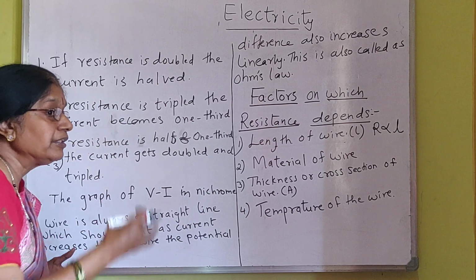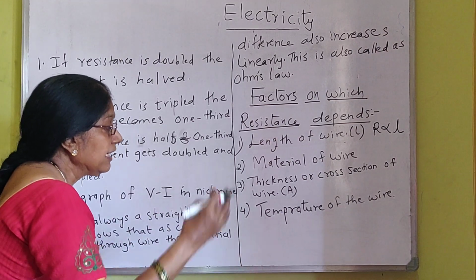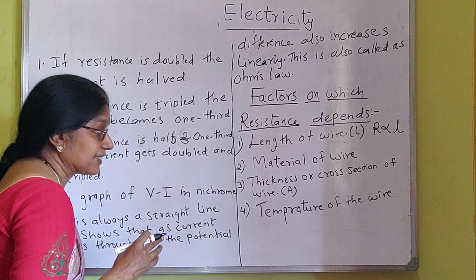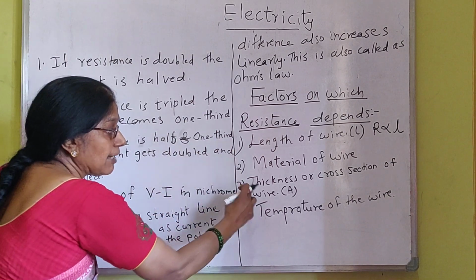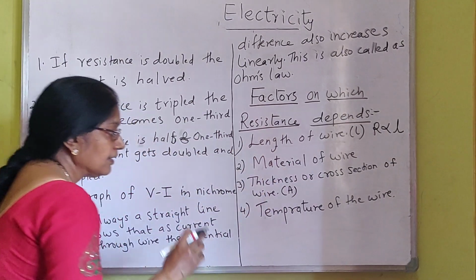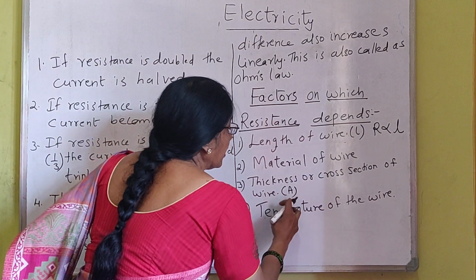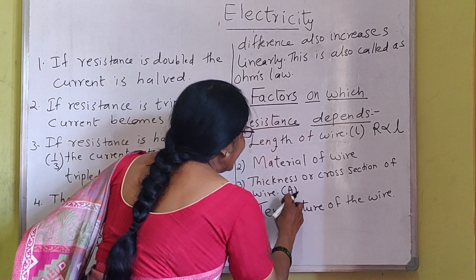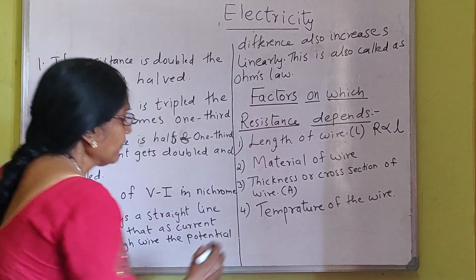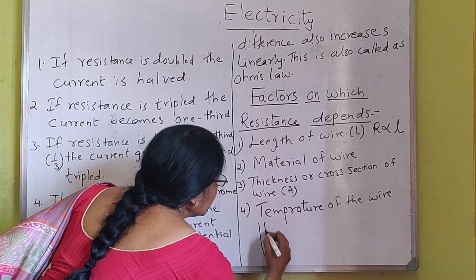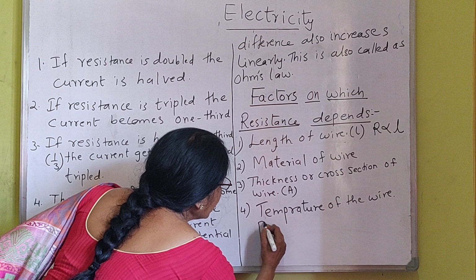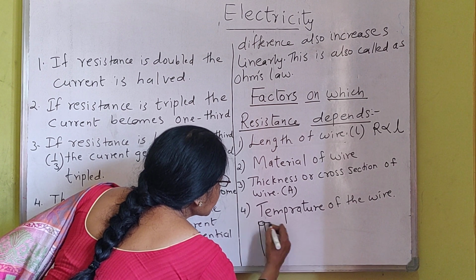Depending upon these free electrons, the resistance also depends. So resistance depends upon the material of wire. The third factor is the thickness or cross section of wire, which is represented by A. That means if this is a wire, I will show you the wire. This is called the cross section.